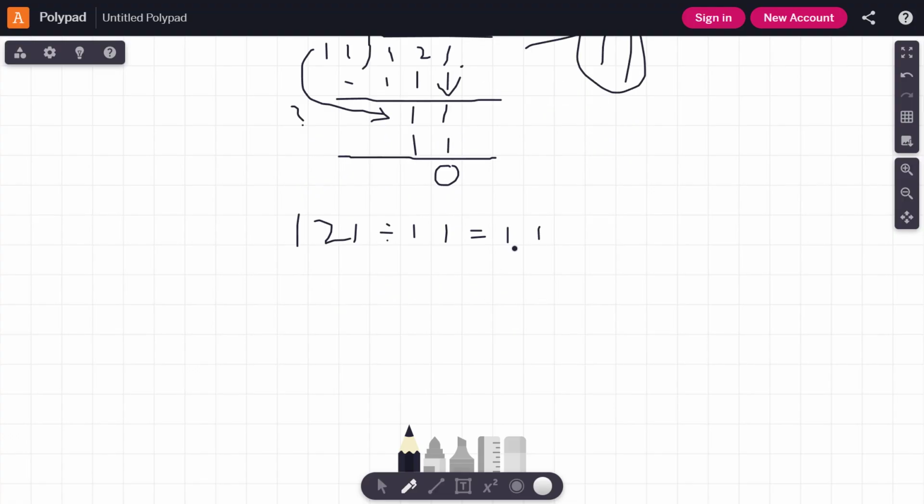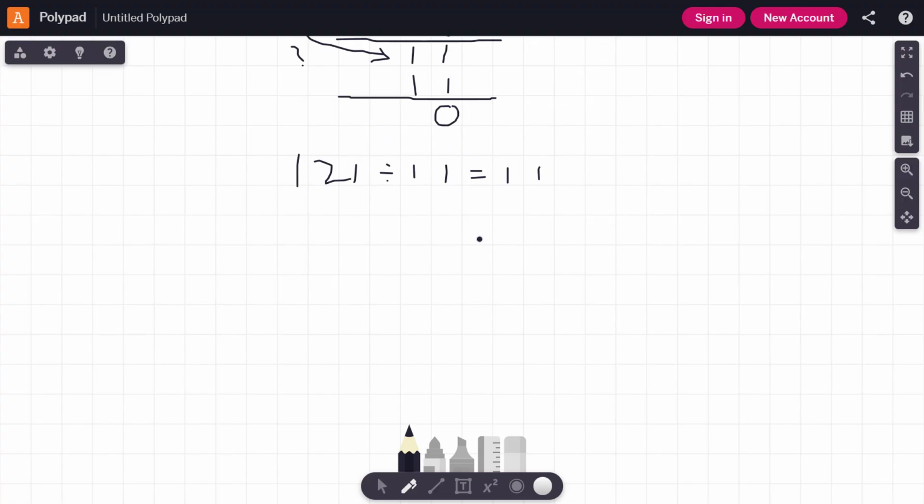So if 121 divided by 11 is 11, that means if we imagine we're doing mental math, we're gonna think of how much times 11 equals 121. So we calculated the final answer. We can check our work by multiplying this number by the answer.